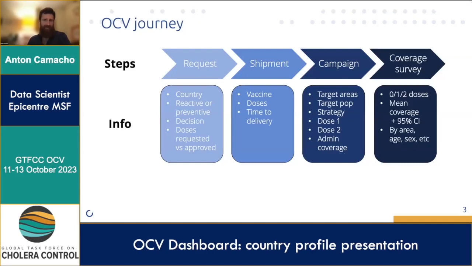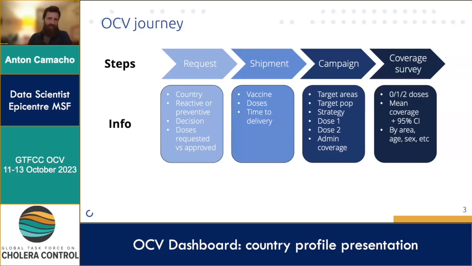And finally, for the coverage survey, we are interested in the coverage of people who received two doses, one dose, or at least one dose, versus zero dose. We are interested in collecting both mean coverage estimates as well as 95% confidence intervals. Usually in those surveys, the estimates are provided either by area, by age group, or by gender, and the idea is to collect all of that.